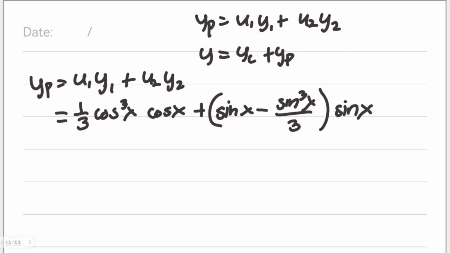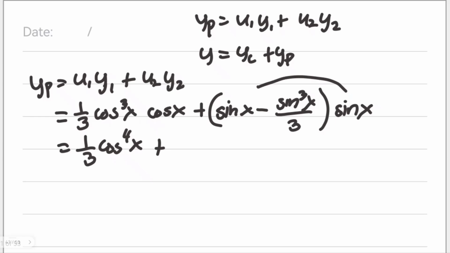So simplifying that, you have 1/3 cosine fourth power of x. Distribute that. Sine squared of x, and you have here 1/3. You could also try 1/3 here if you would like to. 1/3 sine cubed of x. Okay? So now, we have this as our y sub p.